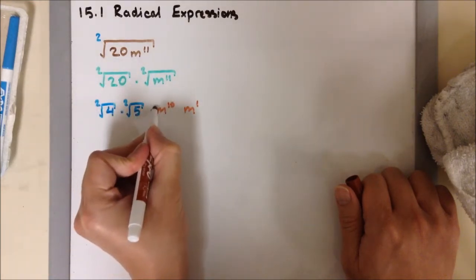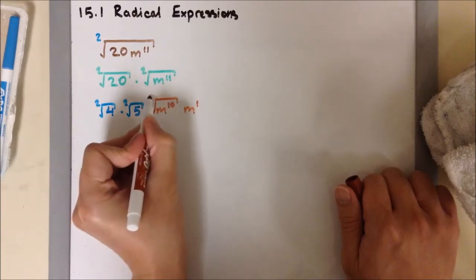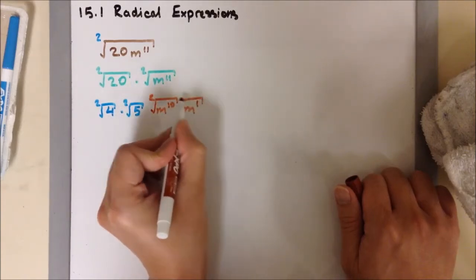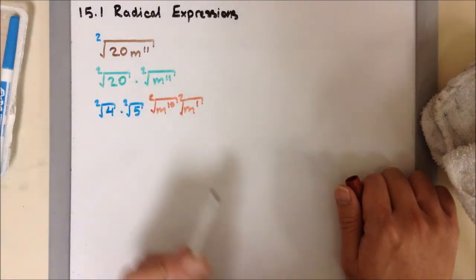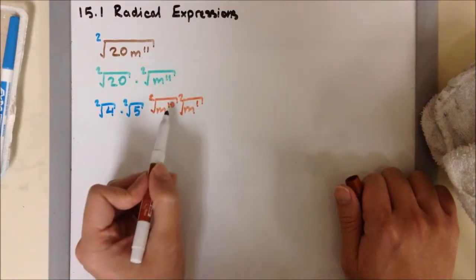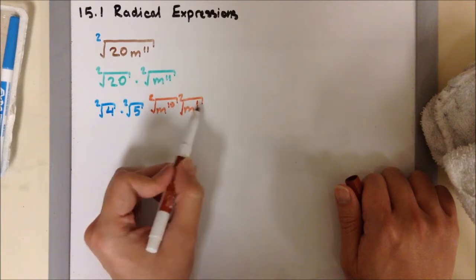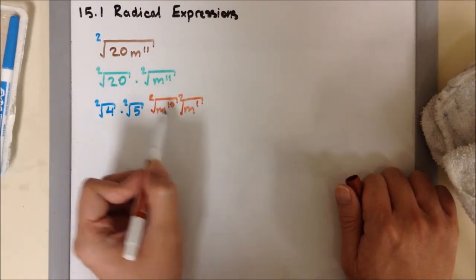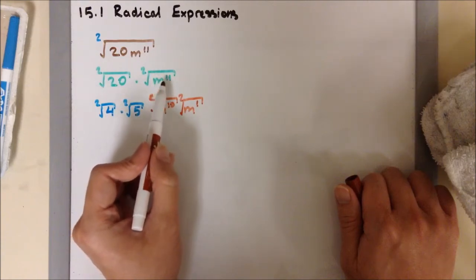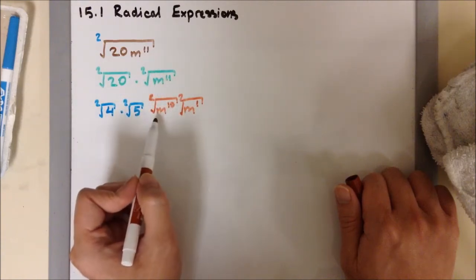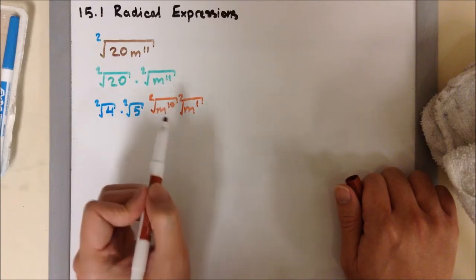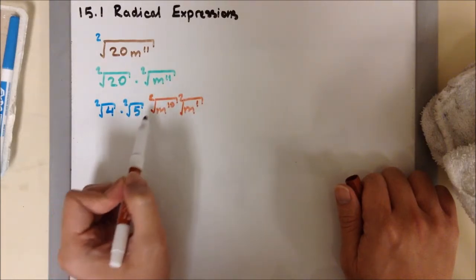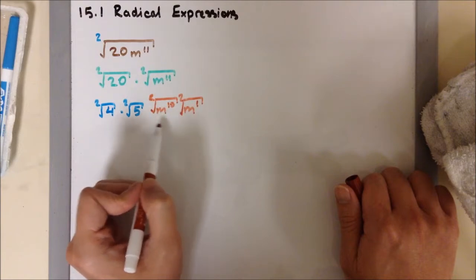So we're going to have the square root of m to the 10th power, while we have the square root of m to the 1 power. And again, double check, the reason I got 10 and 1 is because these two exponents add up to 11. All I did was break down the m to the 11 into two m's, where one is m to the 10th power and m to the 1 power. Again, the reason I did this is so that we can simplify parts of the m.